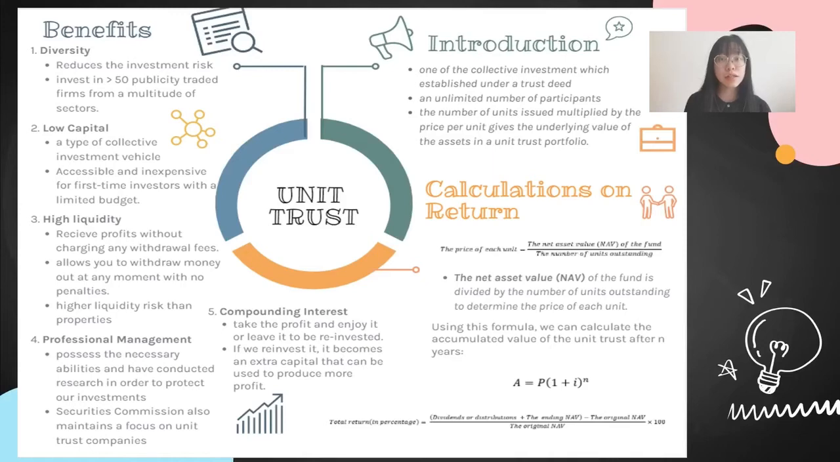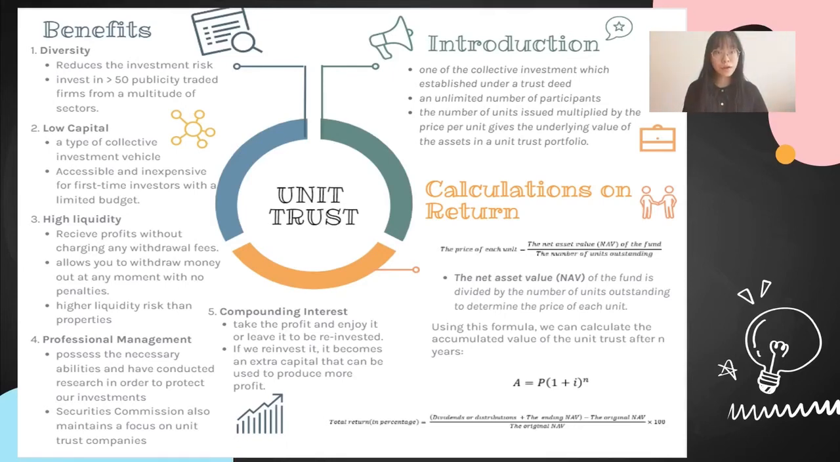Investing in a unit trust allows you to take your money out at any moment regardless of the current market price, with no penalties. The fourth benefit of unit trust is professional management. Professionals possess the necessary abilities and have conducted research in order to protect our investments. The Securities Commission also maintains a focus on unit trust companies to ensure that they stick to a high standard. This is to solve the problem of people who choose to invest in the stock market with the intention of making large and quick profits, and neglect the waiting period to recover the initial investment value.